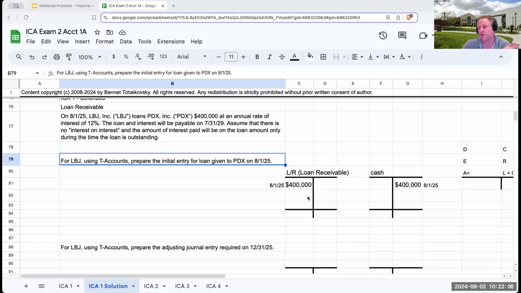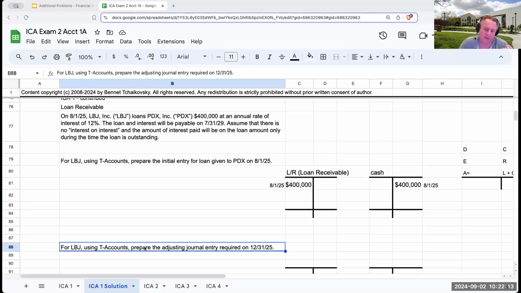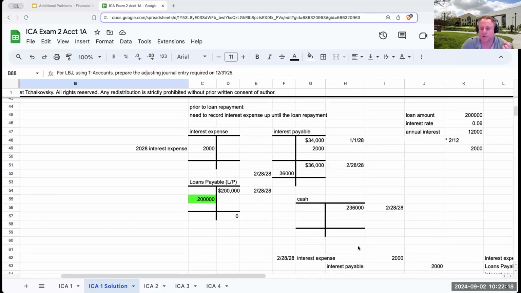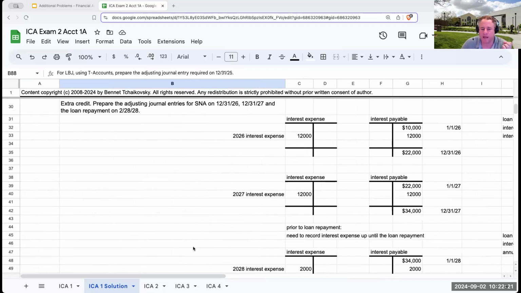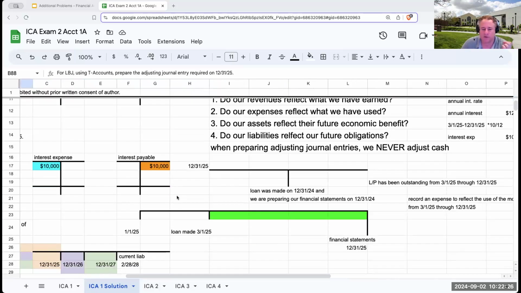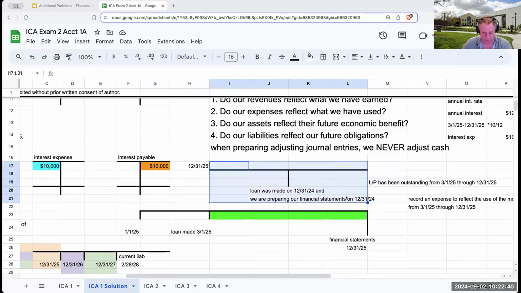What we're trying to do over here, as we look at this, is say, okay, we're now going to prepare our financial statements on December 31st, 2025. Borrowing from some amazing charts that I made previously, we'll just take this right over here. If we look at this, the loan in the last examples was made at year end. Therefore, let's just pull this down over here.